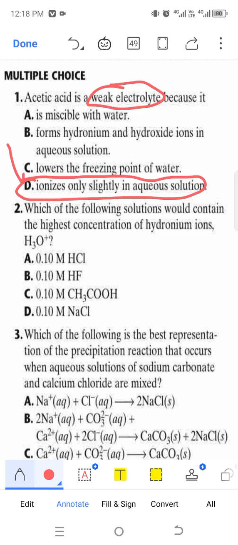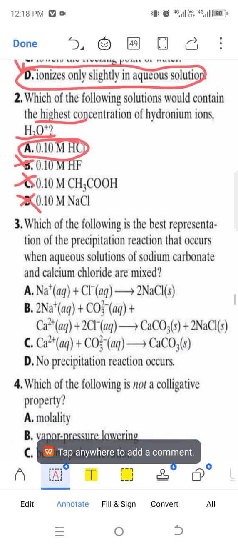The second one: which of the following solutions would contain the highest concentration of hydronium? The highest concentration of hydronium must come first from the strong acids. So the weak acids must be cancelled out, and the salt as well. The first one, which is a strong acid, contains the highest concentration of acid, or hydronium, we mean.